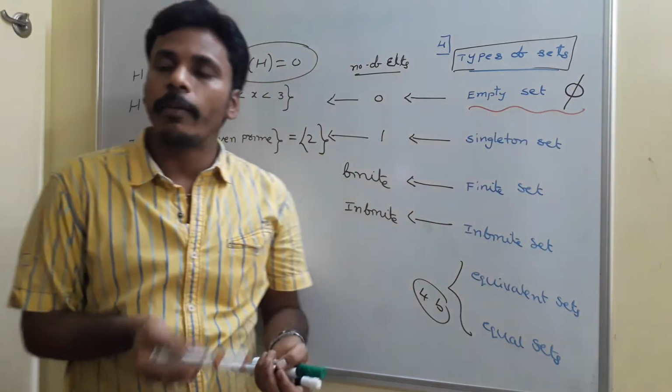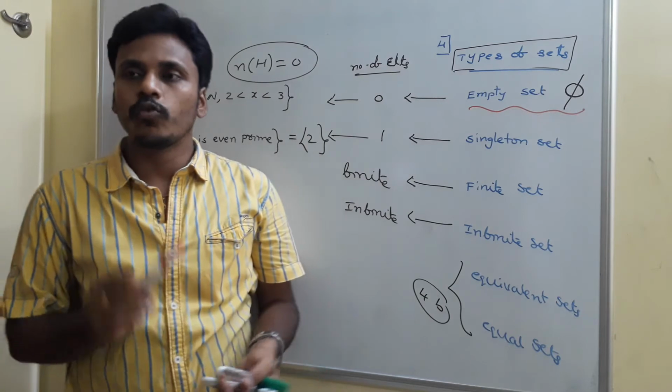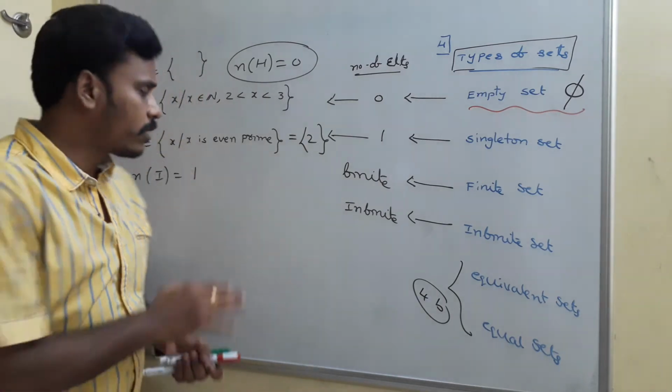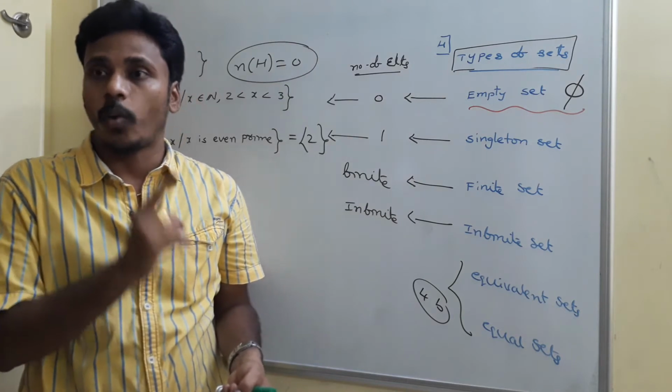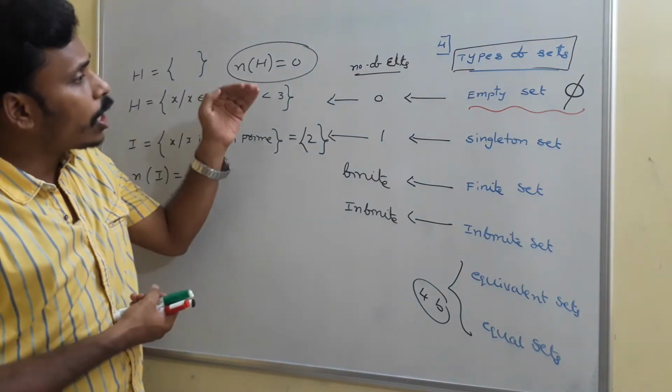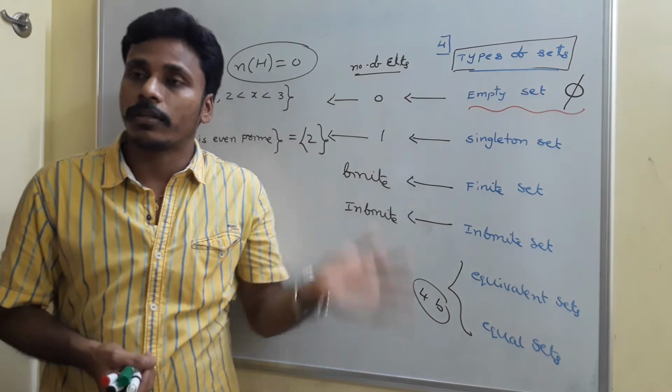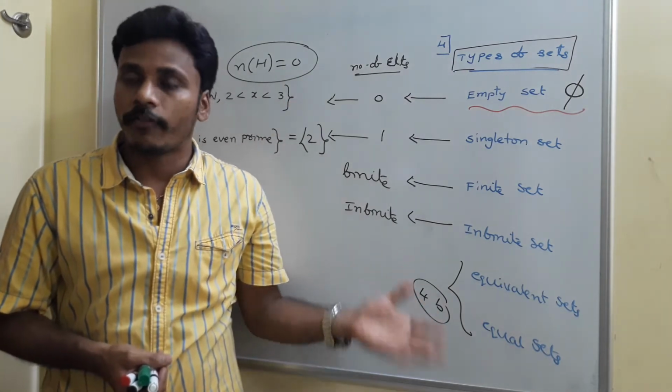If the number of elements of a set is finite, then we usually call it a finite set. Singleton set is also a finite set because the number of elements is finite. It is 1. And empty set is also a finite set because the number of elements is 0. They are countable. They are a finite number of elements.